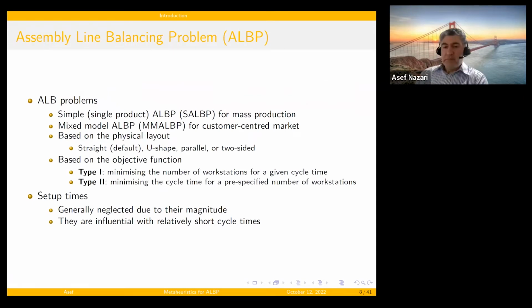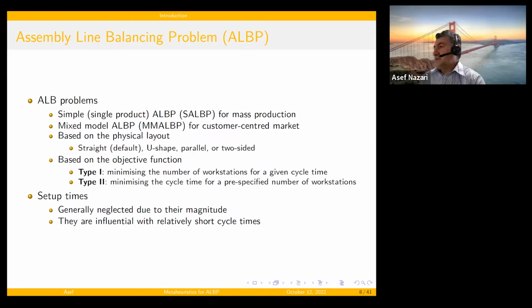So assembly line balancing problem has several versions or categories. If there's only a single product, we are dealing with simple assembly line balancing problem, or SALBP, which is the perfect model for mass production of a single product. But as I said, considering the tendency of the variability in final products, it's possible we consider mixed model assembly line balancing problem, abbreviated as MMALBP. So in this case, we are going to have a single assembly line, but several versions of the same product are going to be assembled.